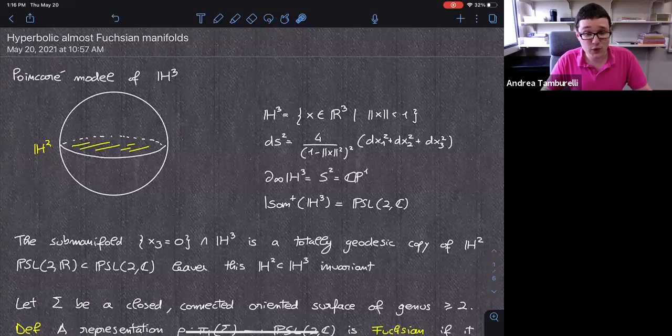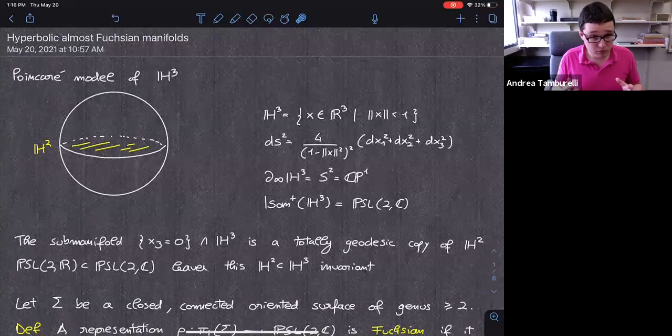You should also know that in this model, the group of orientation-preserving isometries of H3 can be identified with PSL2C. So PSL2C acts on the boundary at infinity, acts on CP1 by Möbius transformations. And once you know the action of a group element on the boundary, you can also know the action in the interior.